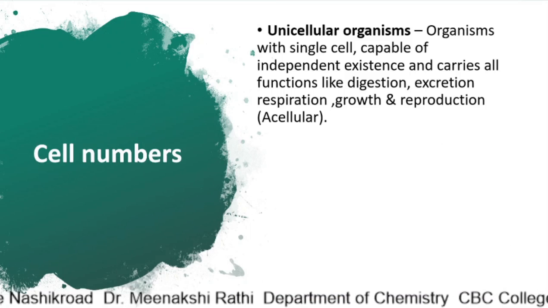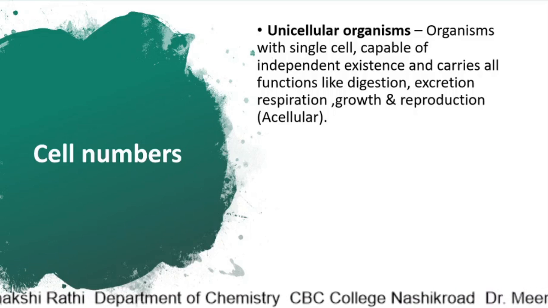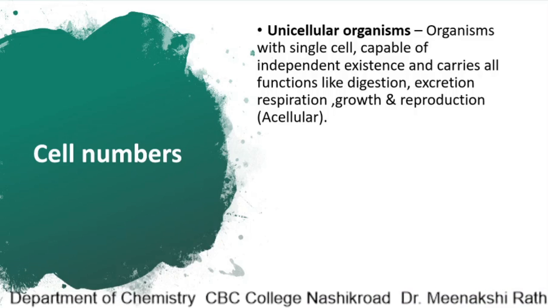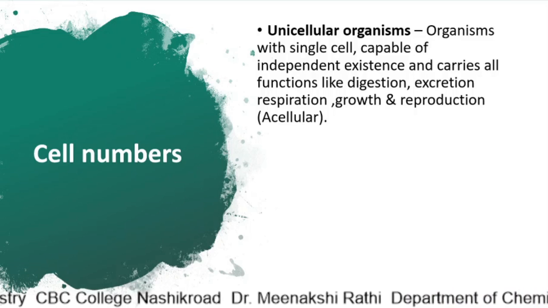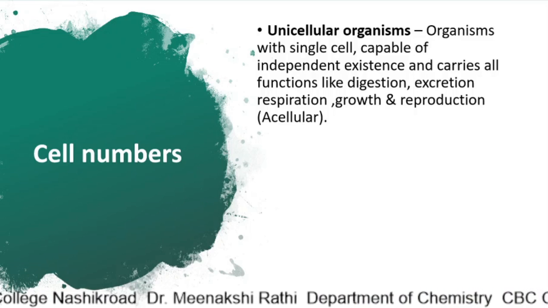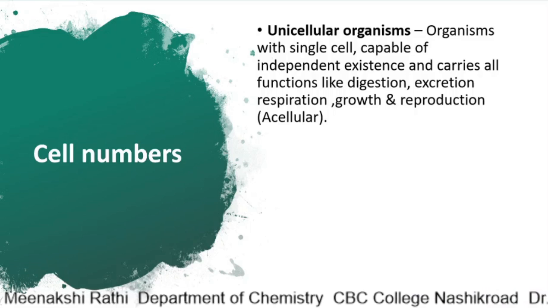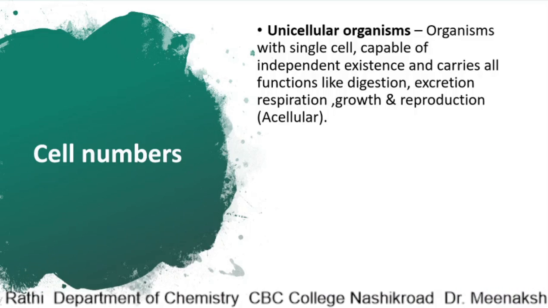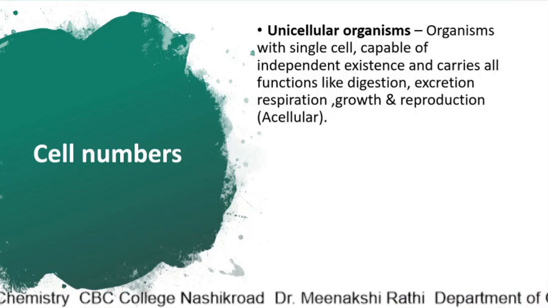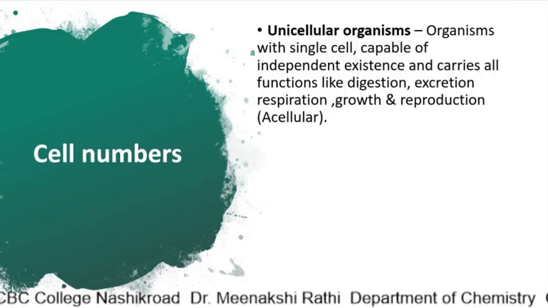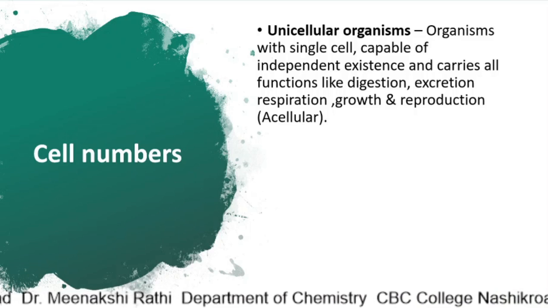So, based on the cell numbers, there are different types of organisms. The first one is unicellular organism. According to its name, you can understand what is meant by unicellular organisms. Organisms with a single cell are called unicellular organisms, capable of independent existence and carrying out all functions, though they have only one cell, like digestion, excretion, respiration, growth and reproduction. Reproduction is a cellular type of reproduction. So, the organisms which contain a single cell are called unicellular organisms.